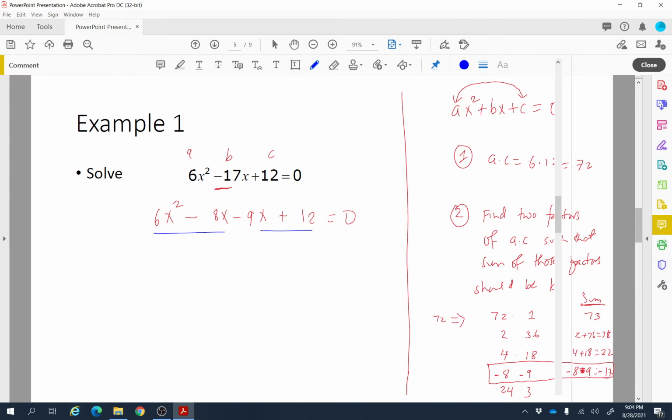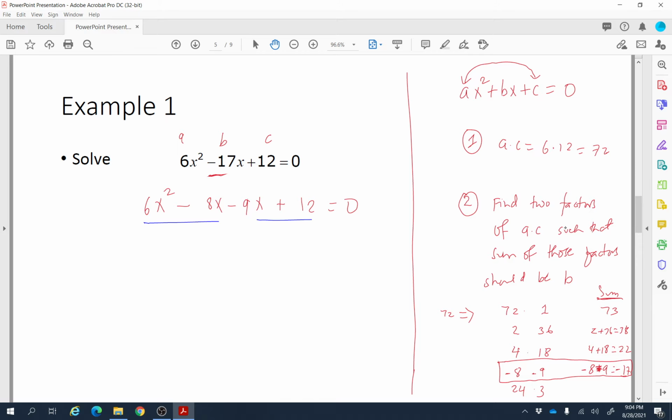As you can see here, the greatest common factor, meaning the common thing between these two terms, is 2 times x, and I can write down the leftover thing inside this parenthesis. If I factor out 2x from these two terms, then the leftover from here would be 3x, because 6x squared is actually 2x times 3x. Similarly, if I take 2x from here outside, the leftover would be 4, because 2x times 4 is negative 8x.